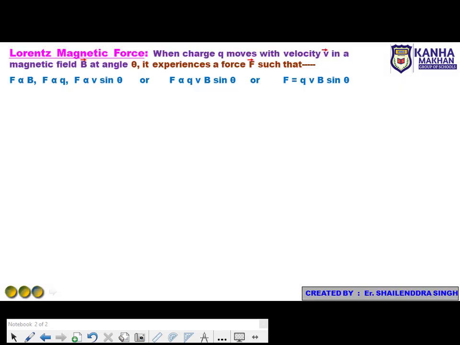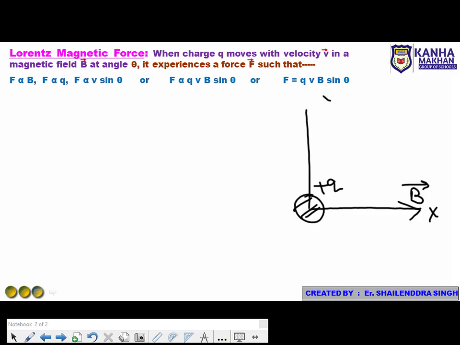First of all, we will discuss Lorentz magnetic force. And what is it? Please see the board. If a positive charge plus q is placed here, and the magnetic field is directed along the x axis, suppose this is the x axis and this is the y axis, the velocity v of the charged particle is directed at an angle theta as given here. Then what should be the direction of the force? The magnetic force will always be directed along the y axis.